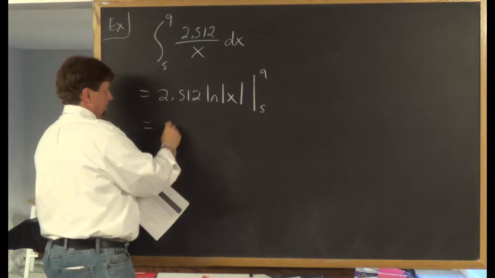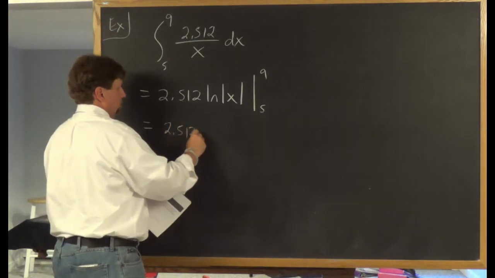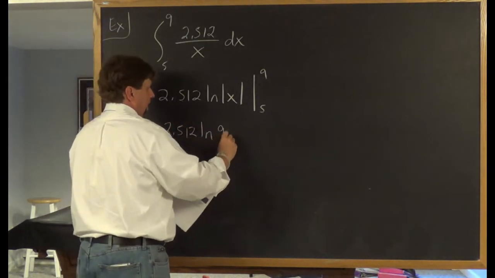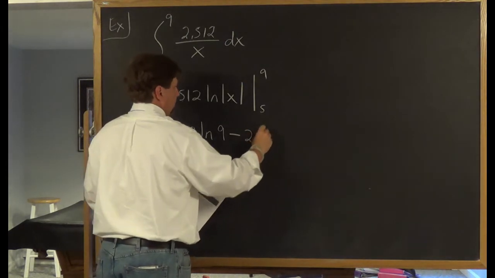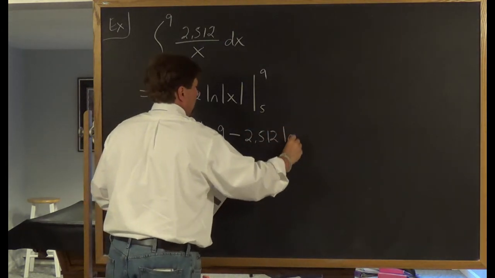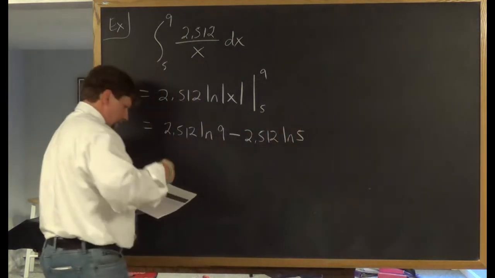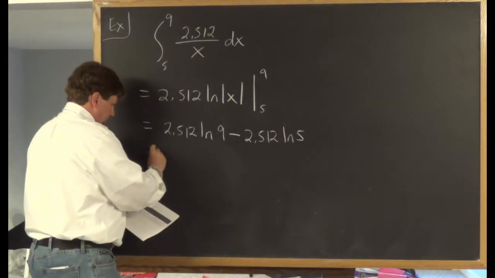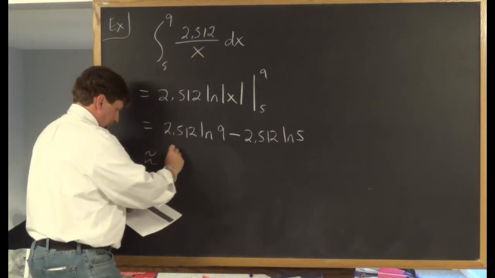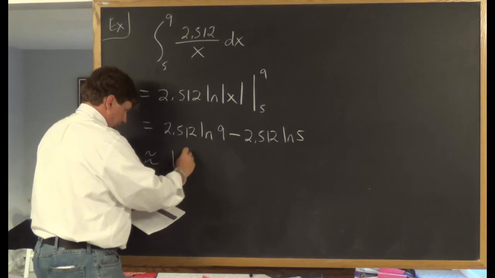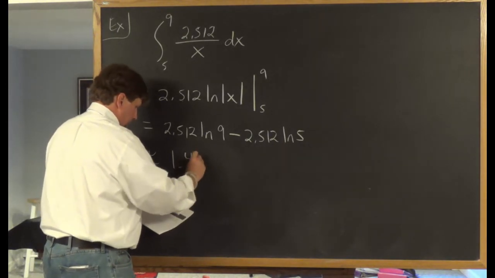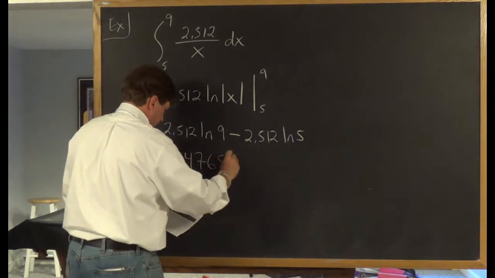And let's see, that gives us 2.512 times the natural log of 9, minus 2.512 times the natural log of 5. I crank this through my calculator, and I get something pretty close to 1.47652.